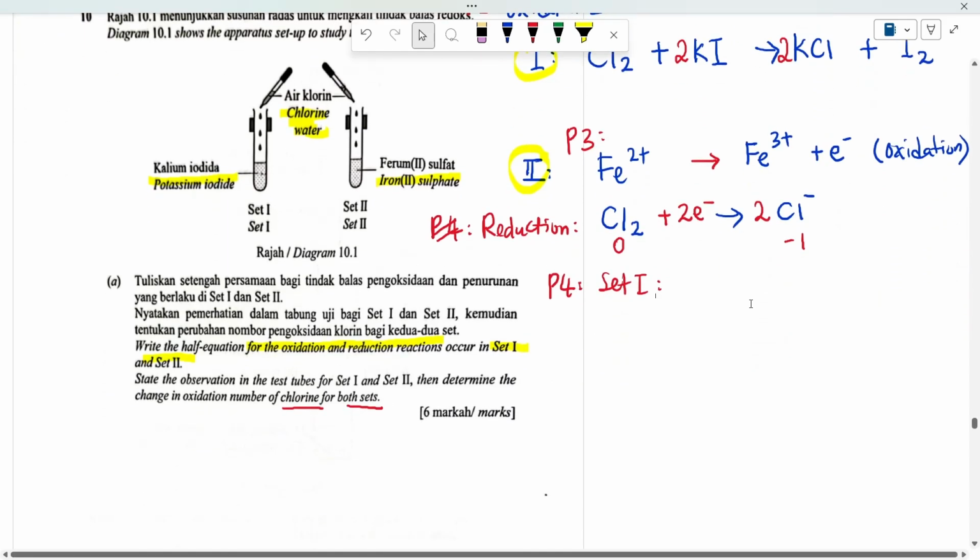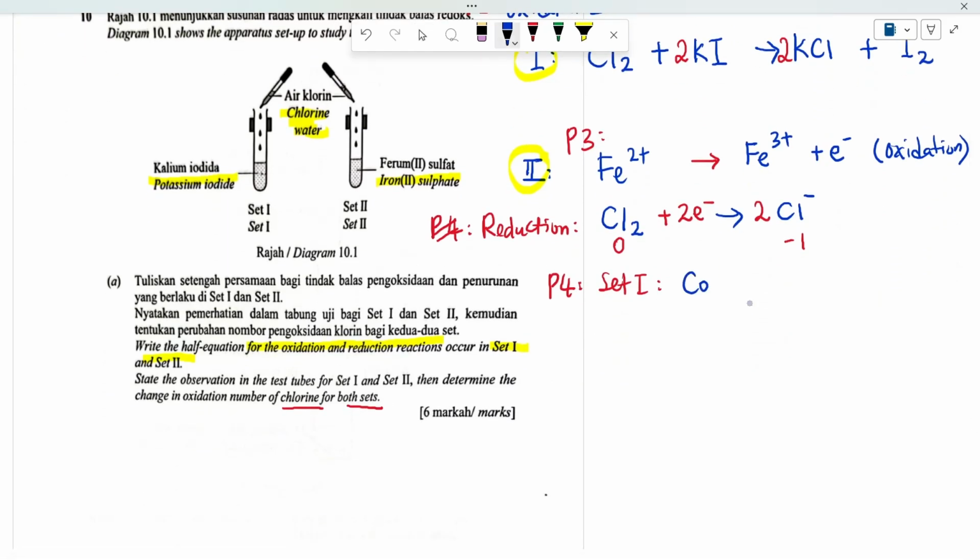So the colorless solution turns brown. This colorless solution is actually what? Potassium iodide, the iodide ions. Brown is actually the iodine.